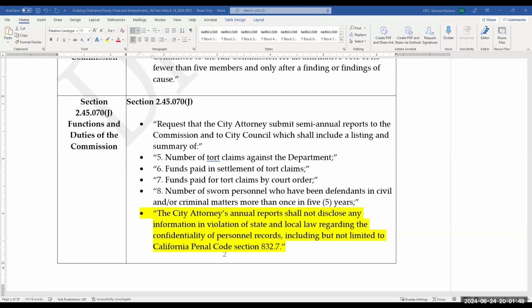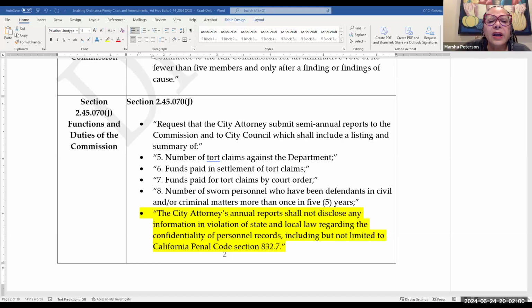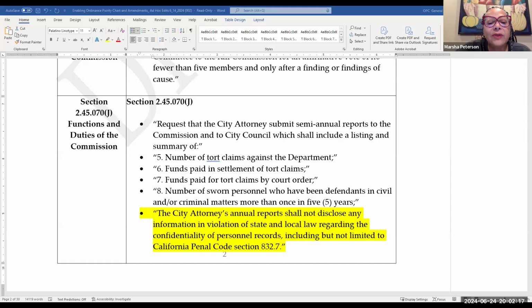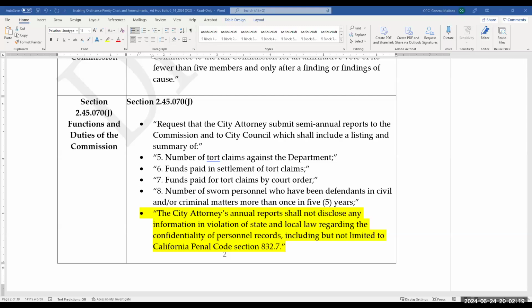But if they're being sued individually, like the eviction you mentioned, that has nothing to do with the department. The department wouldn't be sued, it would be just the individual. True. Number of sworn personnel who have been defendants in civil and or criminal matters. I still say you have to have some language that ties it to their job. But with criminal matters, it may not be something that ties them to their job.